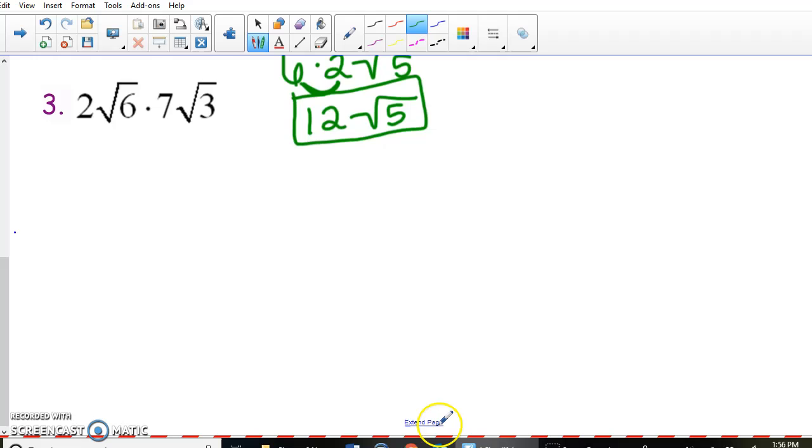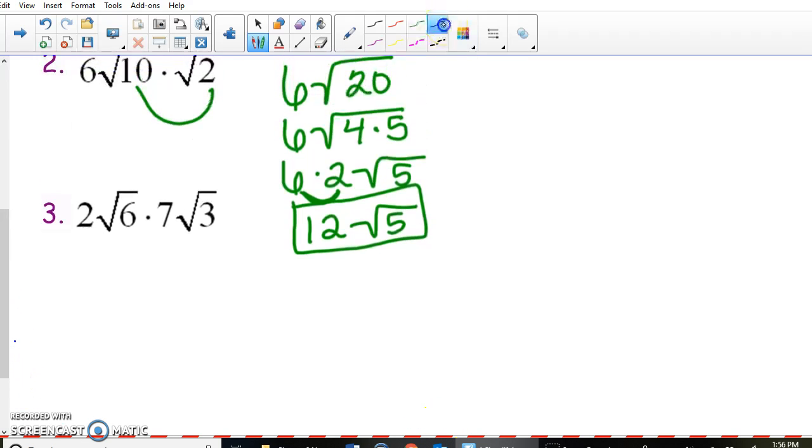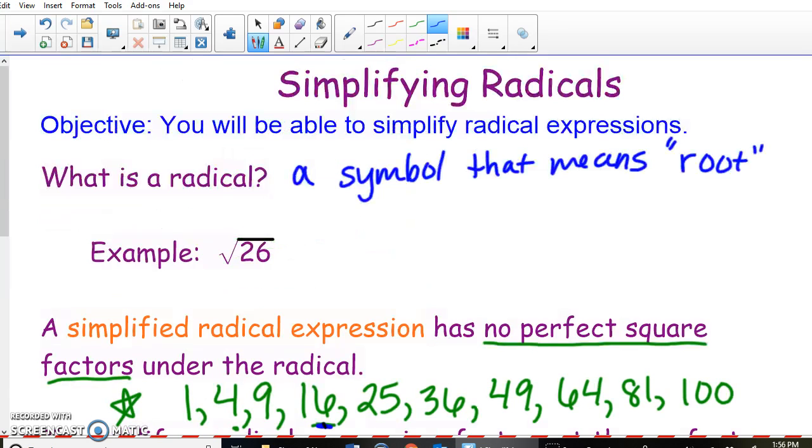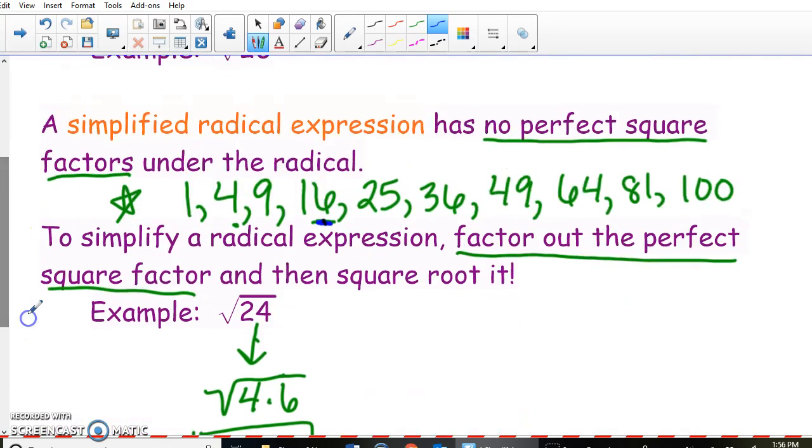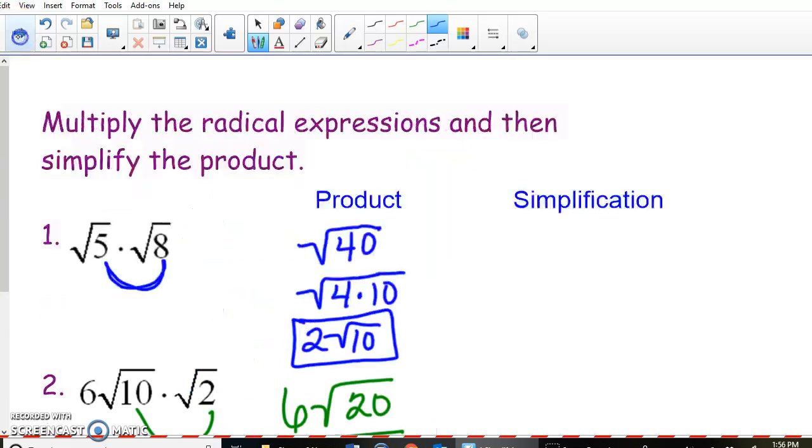Okay, and then the last one like this, I would multiply my outside numbers. So 2 times 7 is 14, and then I'm going to multiply what's under the radical. So I'd have the square root of 18. And then I want to go ahead and simplify that 18. Remember, you're going to look back at your list of perfect square factors there. Ask yourself, okay, which ones are factors of 18? Hopefully 9 stands out to you.